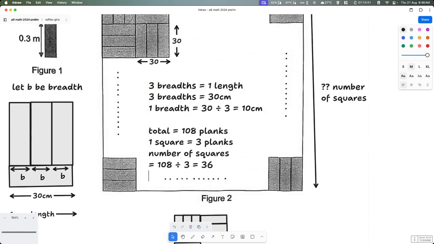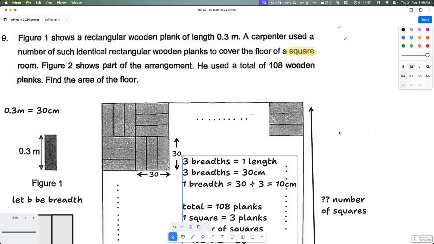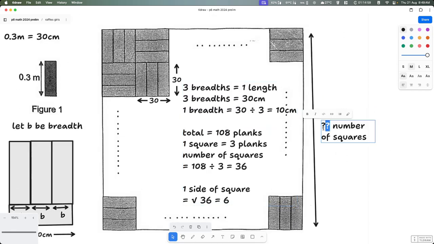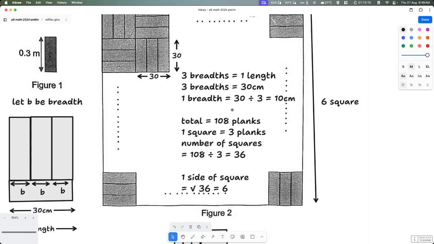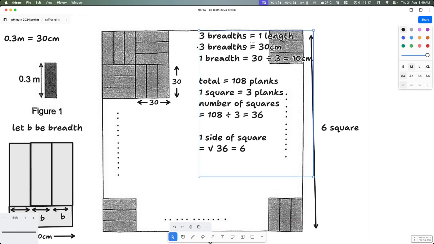So the length of one side of the square is basically root 36. Square root of 36, which is 6. So that means there are 6 squares on each side in this case. 6 squares at one side and then 6 squares at the other side. Okay, so that means we have 6 squares.